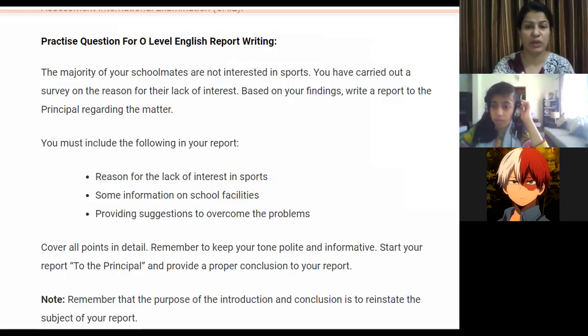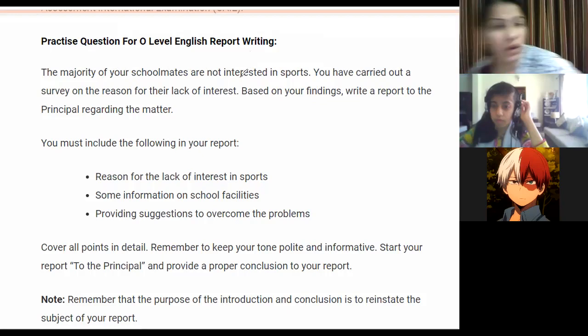Now let's have a look at today's question for you guys. This is what you will attempt today. Your question is, majority of your schoolmates are not interested in sports. Situation is given. You have carried out a survey on the reason for their lack of interest. Based on your findings, write a report to the principal regarding the matter.